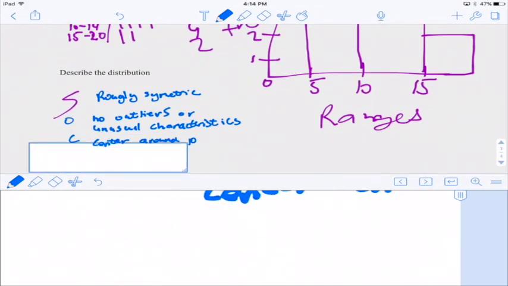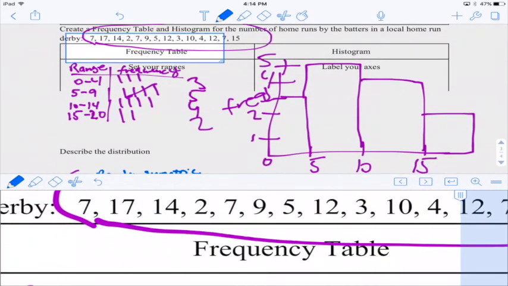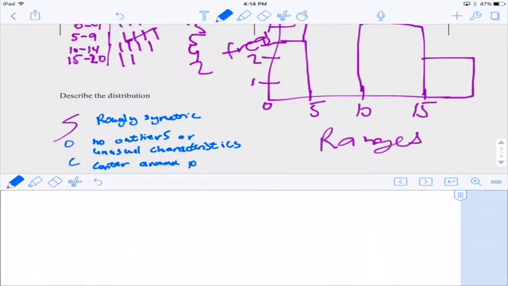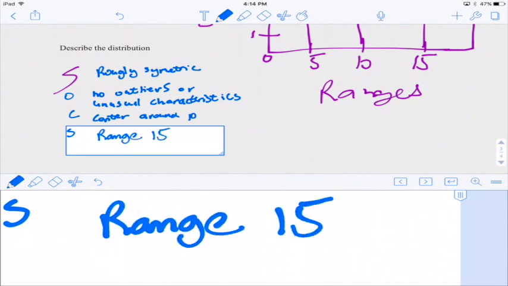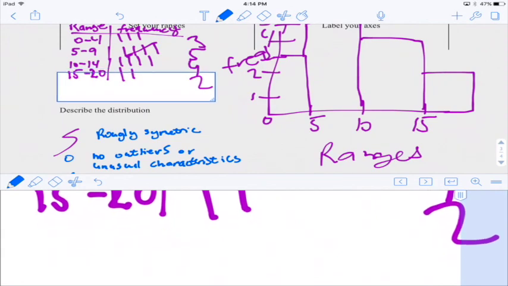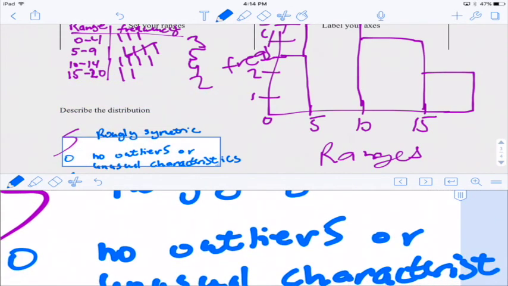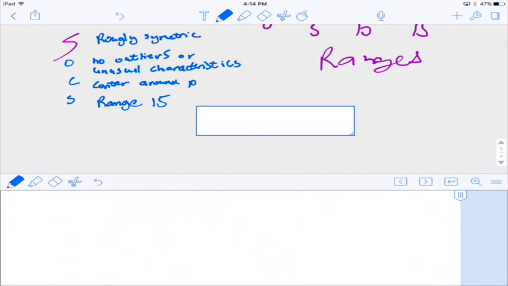And then S, our spread. We can say our data starts at 2 and stops at 17. So we could say that the range is 15 if we want, 17 minus 2. Or we could just say what I just said. The data begins at 2 and ends at 17. Okay, all of those are fine. We're just talking about how spread out this data is. All right, so that's it. And hopefully that's pretty easy.